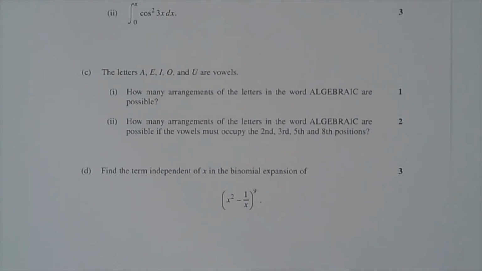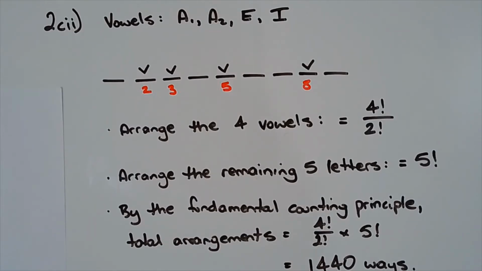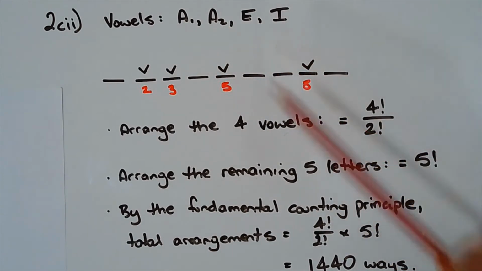Part 2. How many arrangements of the letters in the word algebraic are possible if the vowels must occupy the 2nd, 3rd, 5th and 8th positions? Just like part 1, we're dealing with an ordered arrangement or a permutation, not a combination. Now the word algebraic contains 4 vowels, of which one of them repeats, the letter A. And I've called them A1, A2, E and I.